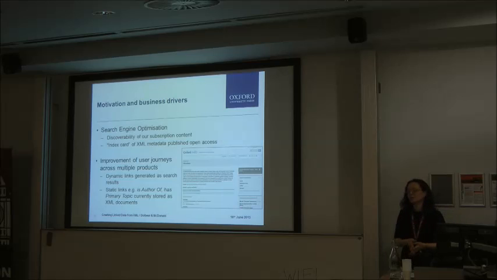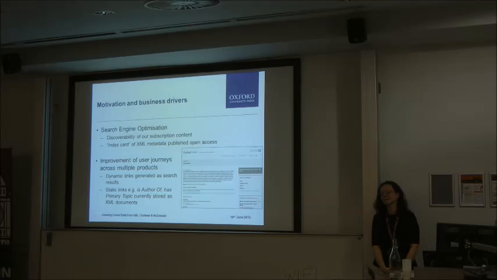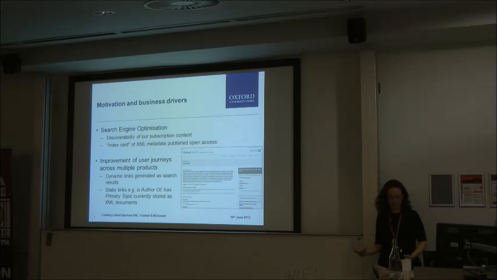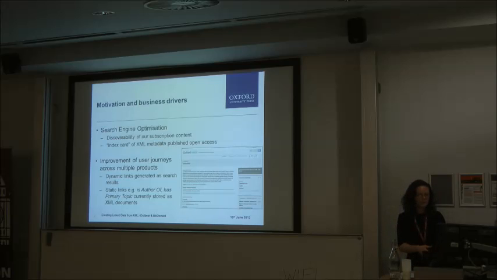So we might want to suggest to somebody who's reading an article in the Oxford Textbook of Medicine on medical ethics that they might also be interested in a journal article on the same subject. Or somebody who's reading a poem by John Donne in Oxford Scholarly Editions Online might also be interested in a book about John Donne. So we do this in two ways.